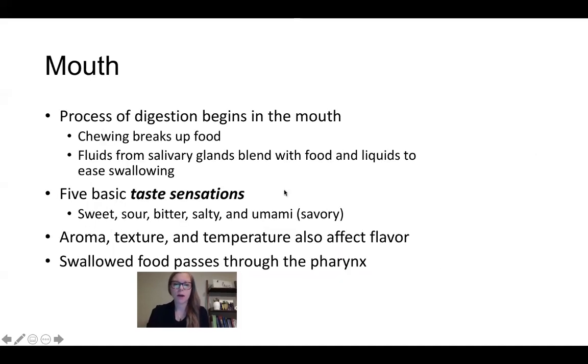All right, so the mouth, five senses to be aware of. That's like sweet, bitter, sour, salty, and savory, okay? Aroma, texture. So your body is already, when you're looking at food, when you're smelling food, it's already starting that process of breaking down, digestion, okay?